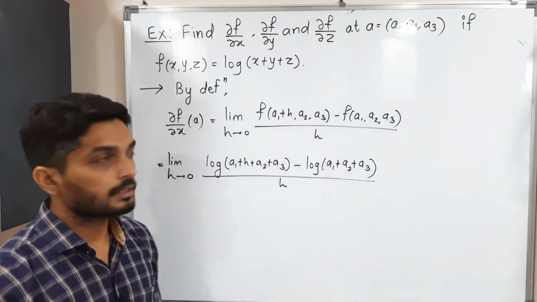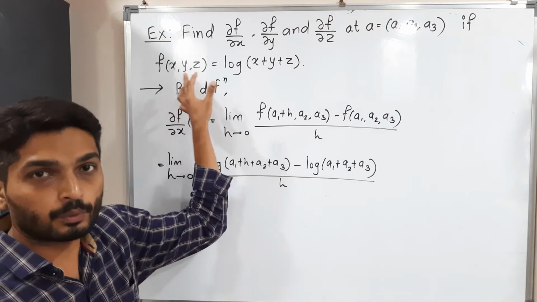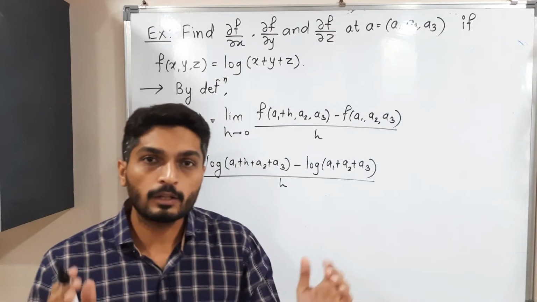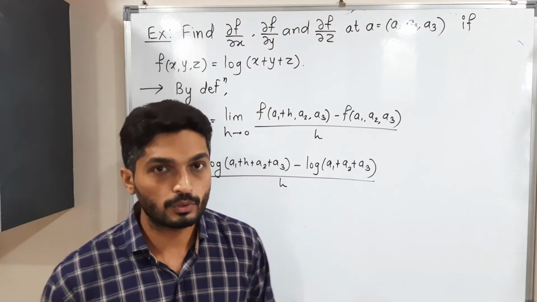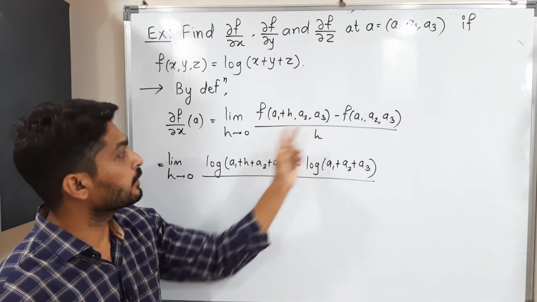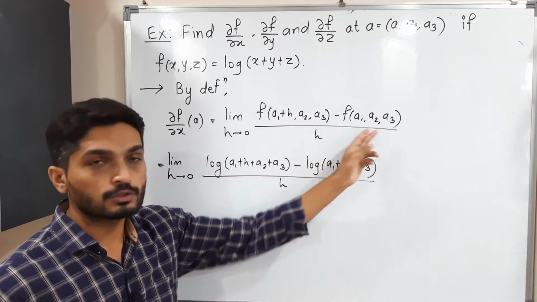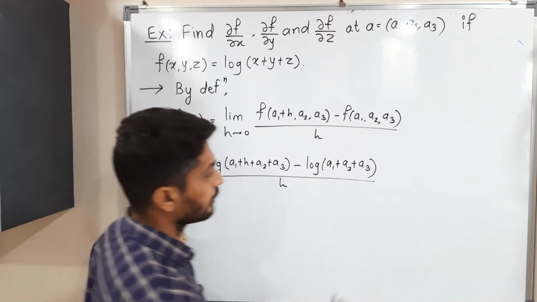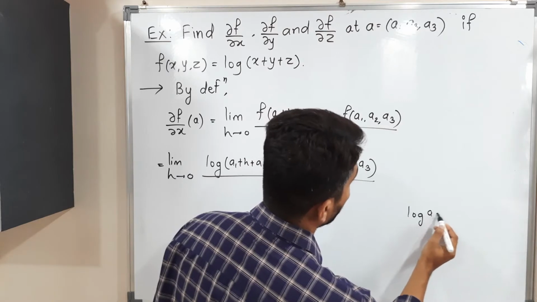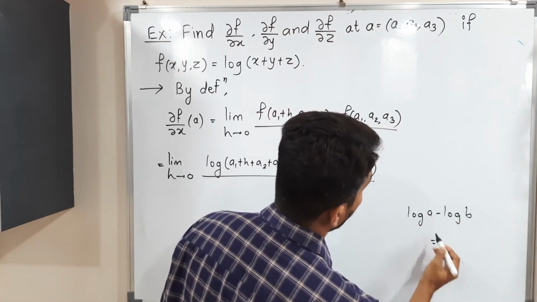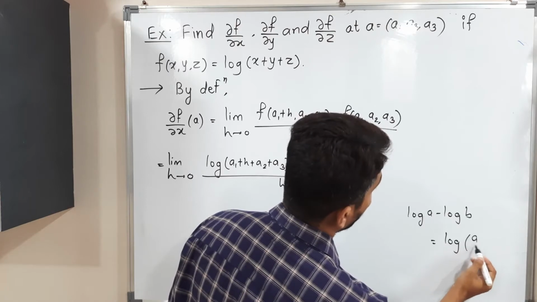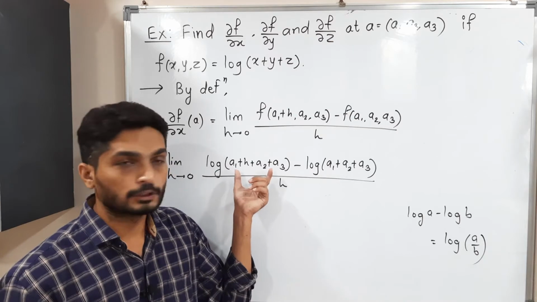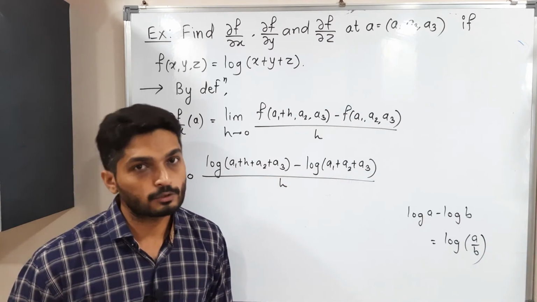I will repeat here. The definition says, whatever components you have, simply take log of the sum, inside the log you have to add all those components. So I am doing the same. Log of the sum of all these components, minus log of the sum of all these components. Now, there is one property of log. I hope all of you are familiar with this property: log a minus log b is equal to log a upon b. I can use this property here, since we have log of the first bracket minus log of the second bracket, so we can divide.